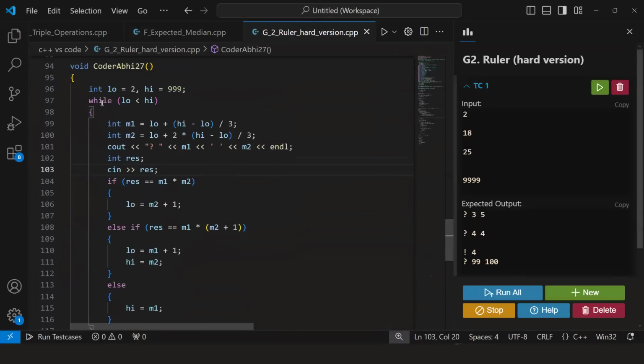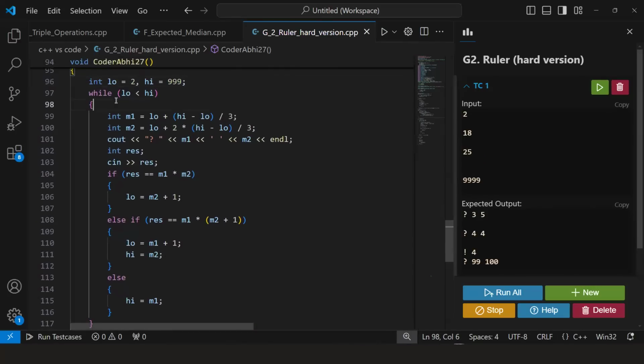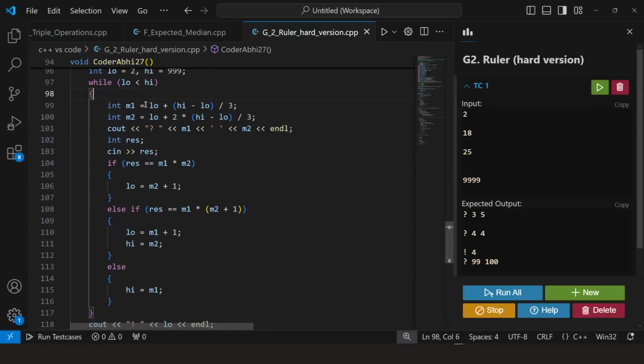Okay, so you can see the code. I took low equal to 2, high equal to 999, and while low is less than high. When would we reach a single value? When low and high would become equal. So until low is less than high, we would run our while loop. M1 is low plus (high minus low) by 3. So low plus this range by 3. So 1/3 of this range is M1. M2 is low plus 2 times (high minus low) by 3. So 2/3 of the range added to low would be M2. So we have found our M1 and M2.